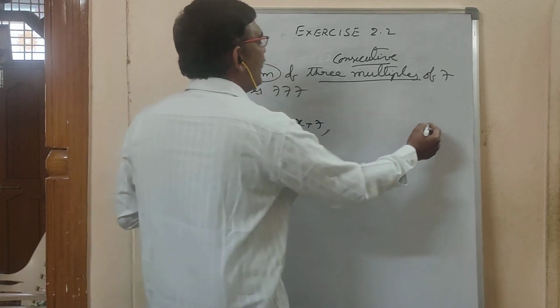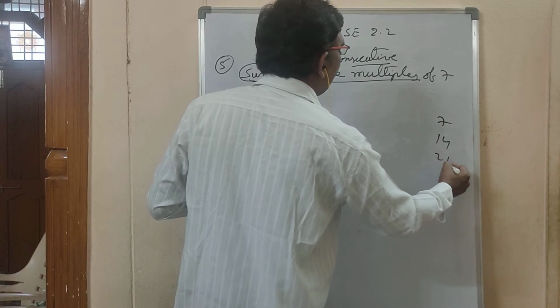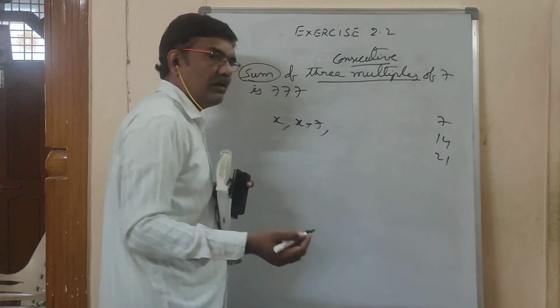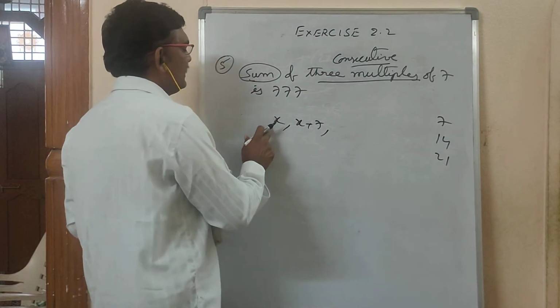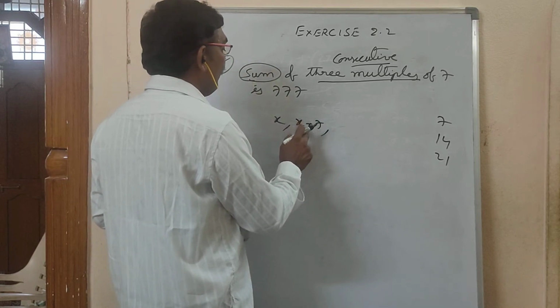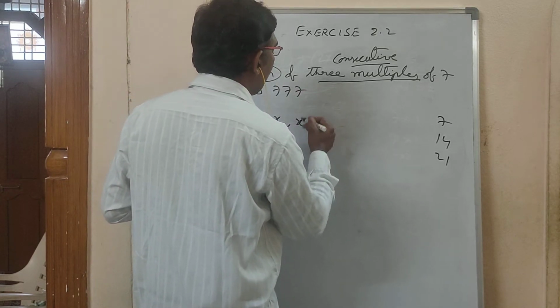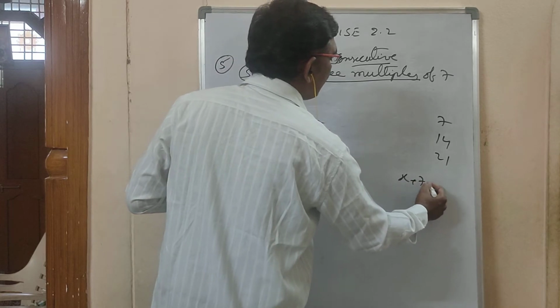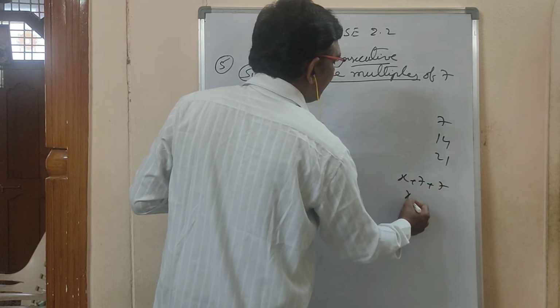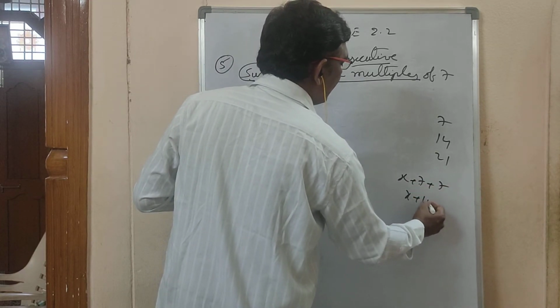Because for all multiples 7, 14, 21 like that, difference is how much here? 7. So for this if you add 7, one more will come. For this if you add 7, x plus 7 plus 7. X will be same. 7 plus 7 is 14.